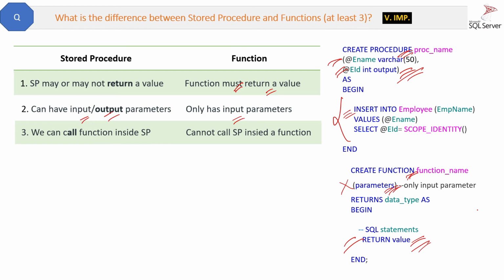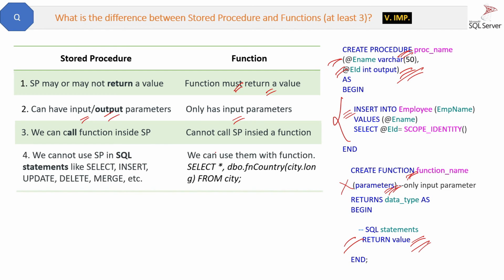Next difference is we cannot embed or use SP in SQL statements like select, insert, update, delete, merge, etc., but yes, we can embed or use functions like this. For example, here select star comma dbo.fn_country. Here in this SQL statement, fn_country is a function, which is the advantage of a function, that it can be used with the queries also like this. But we cannot write select like this with the stored procedures.